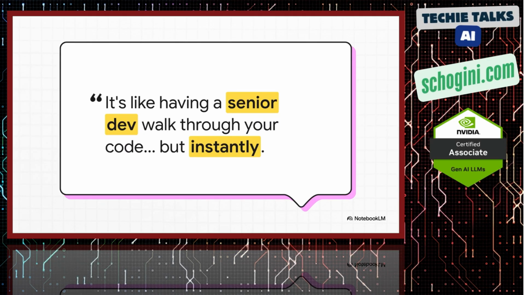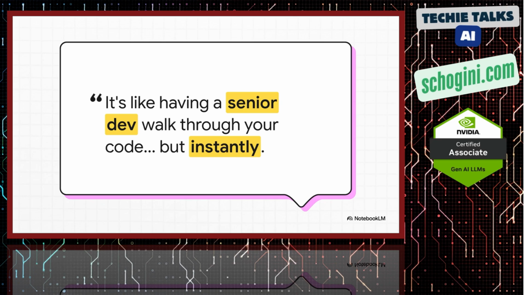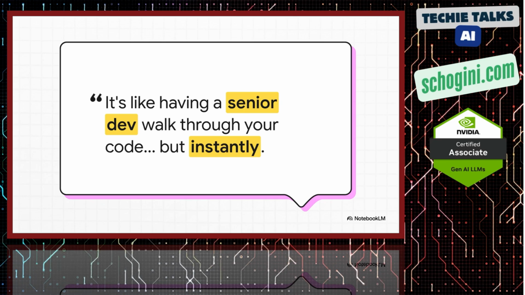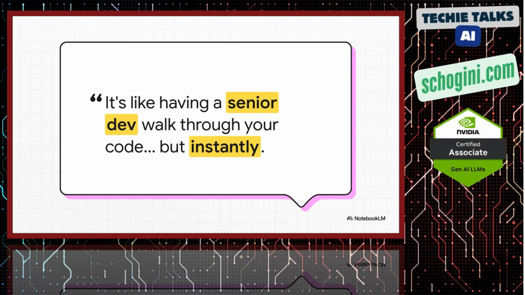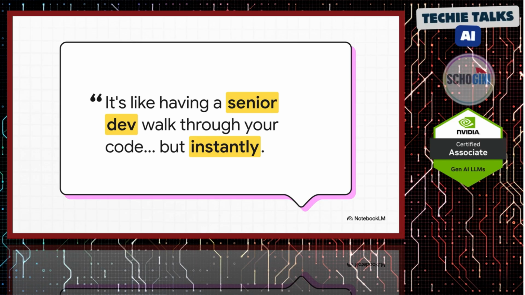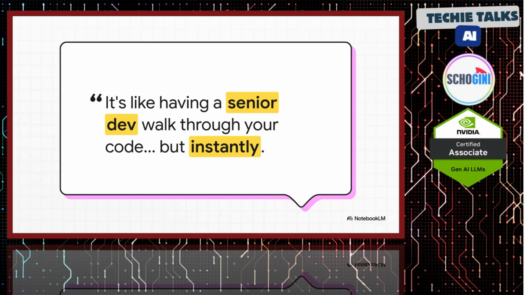So what about code quality? How do you catch those sneaky bugs before they make it out into the wild? Well, Google has a feature for this called the Critic Agent. And this quote from the source material just nails it. It really is like getting an instant code review from the most experienced person on your team.